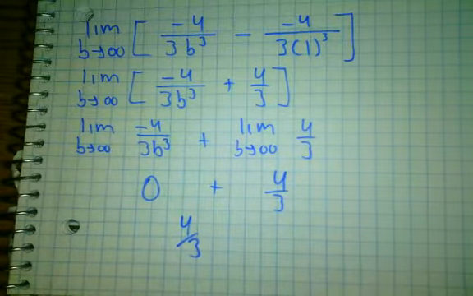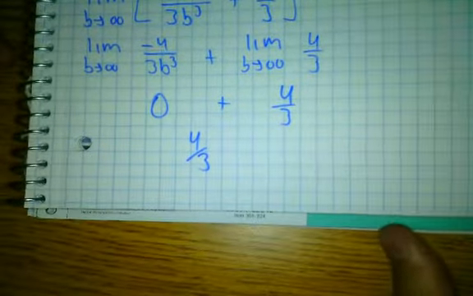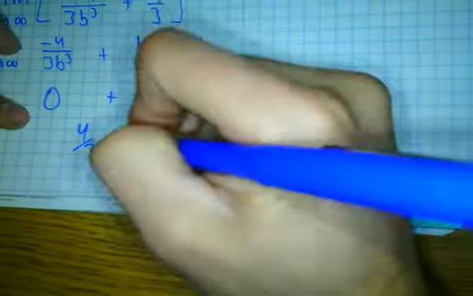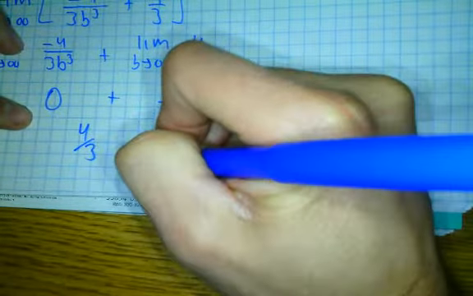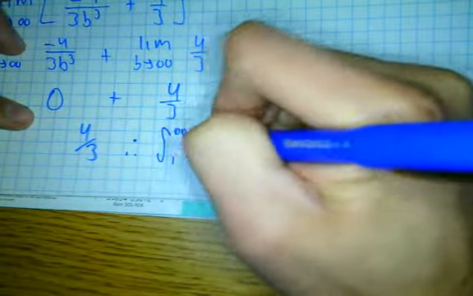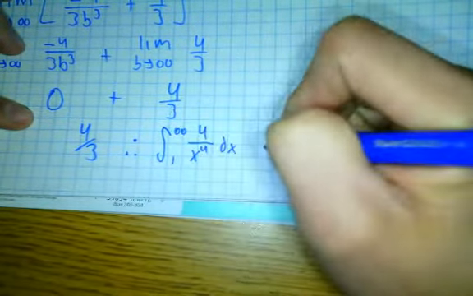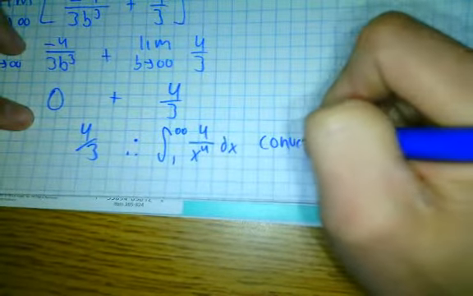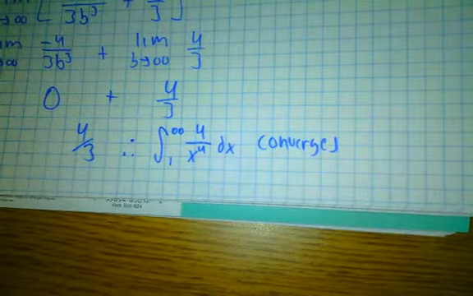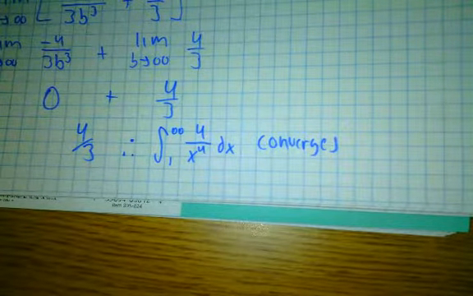The fact that you have an answer tells you what? It's convergent. This converges. So here's what I would say. I'm going to go ahead and finish this up. Therefore, the integral from 1 to infinity of 4 over x to the 4th dx converges, and it's equal to what? 4/3, right?